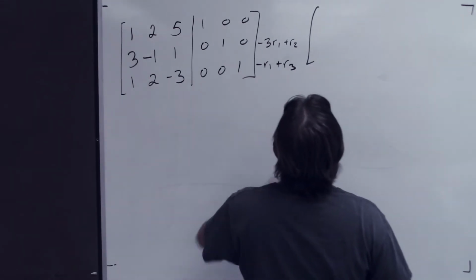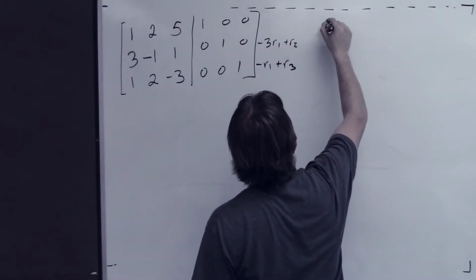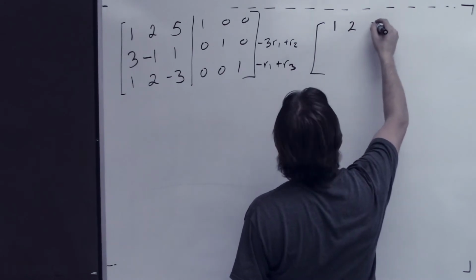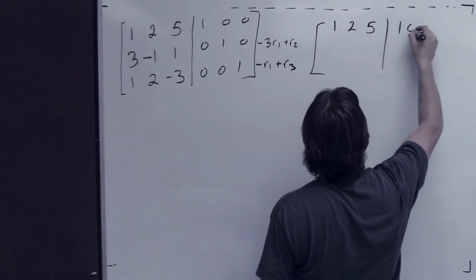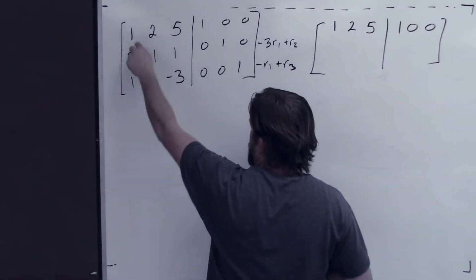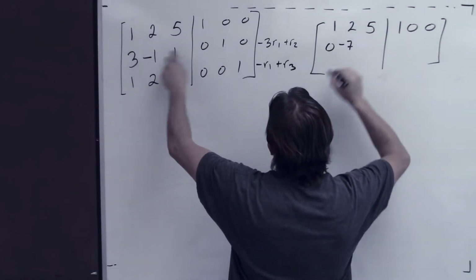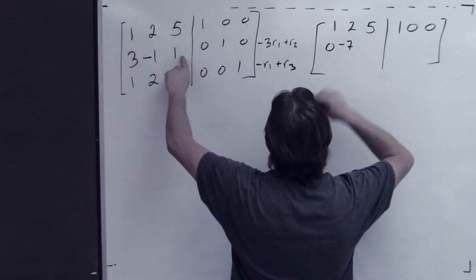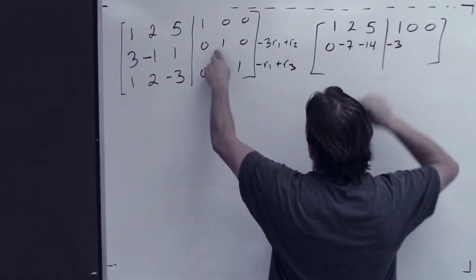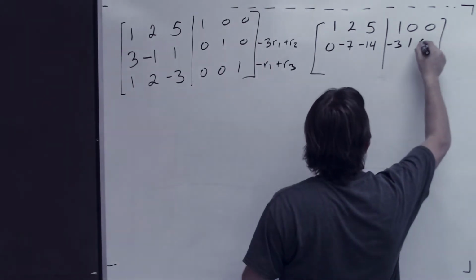If I do this, let me lower myself. I tend to go higher and higher as I go. Row 1's not being messed with, so 1, 2, 5, 1, 0, 0. Negative 3 row 1 plus row 2, so negative 3 plus 3 is 0. Negative 6 and negative 1 more is negative 7. Negative 15 and 1 is negative 14. And then negative 3 and 0 is negative 3. Negative 3 times 0 is 0, plus 1 is 1, and 0 and 0.